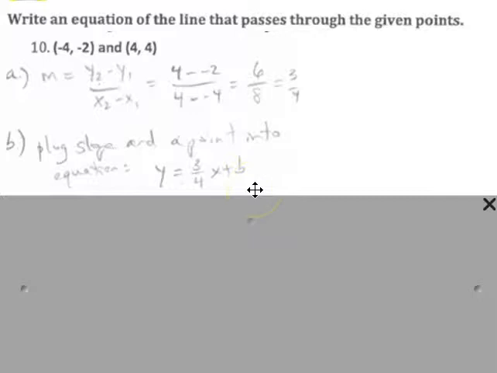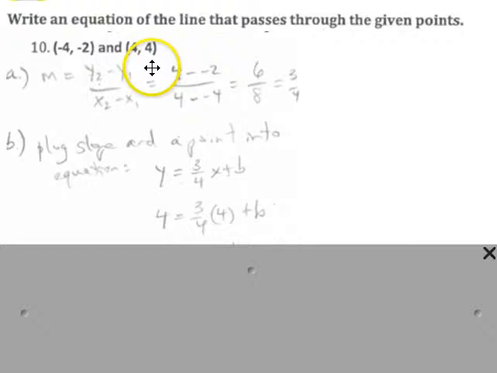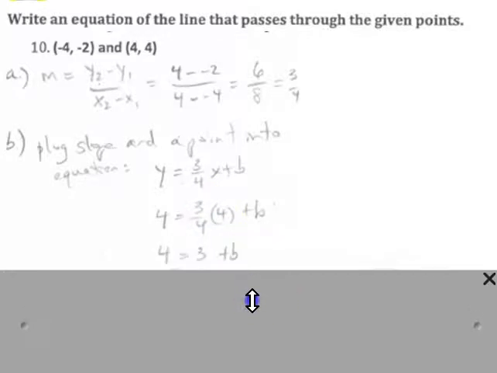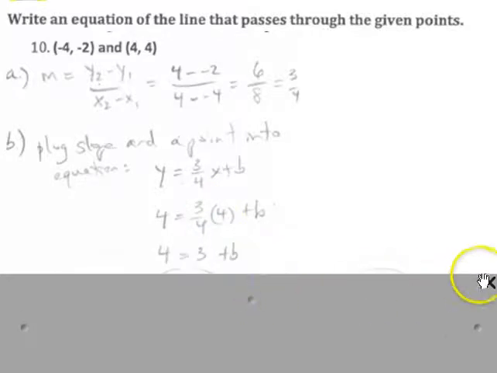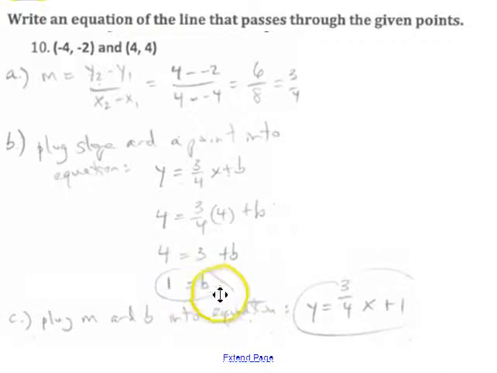Now this problem is the same as the one on the previous slide. And again, hit the pause button whenever you need to, but I'm going to whip through this. I'm going to put in either of these 2 points. It doesn't matter which one I put in. I just chose to put in 4, 4. That way I can avoid dealing with negatives. 4 equals 3/4 times 4 plus b. Notice these 4's are going to cancel, and it's going to become 4 equals 3 plus b. And you're going to find b turns out to be 1, and if I plug both these things in, 3/4 for m, 1 for b, and this is the equation I get.